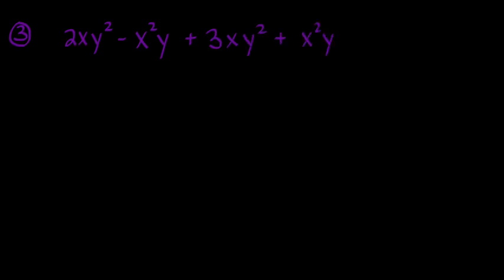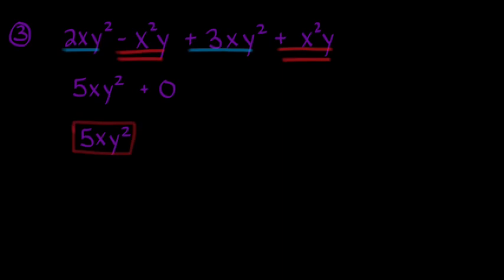All right, let's go ahead and combine these like terms. I have 2xy squared and 3xy squared. I can combine those to get 5xy squared, and then negative x squared y can combine with positive x squared y, and they disappear, right? They cancel each other out. So I end up with a monomial after all that.